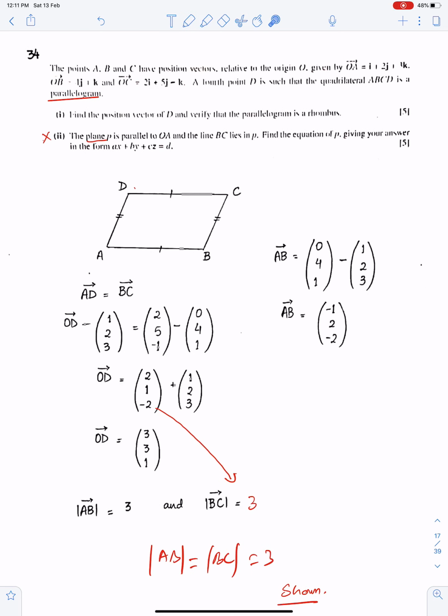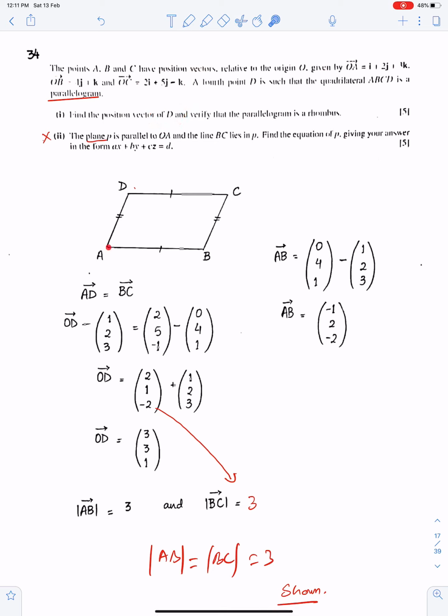Now in this question, it's given OA is this, OB is this, and OC is this. These vectors are here. They are not clear here. So this is OB and this is OA. And it's given ABCD is a parallelogram. Find the position vector OD.